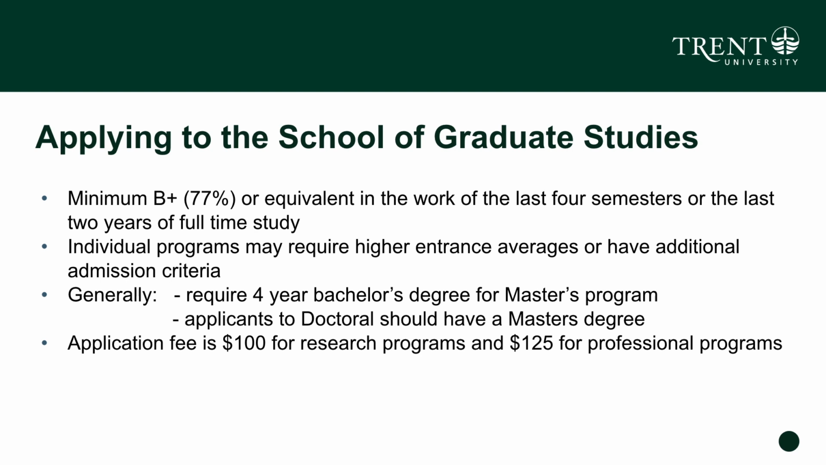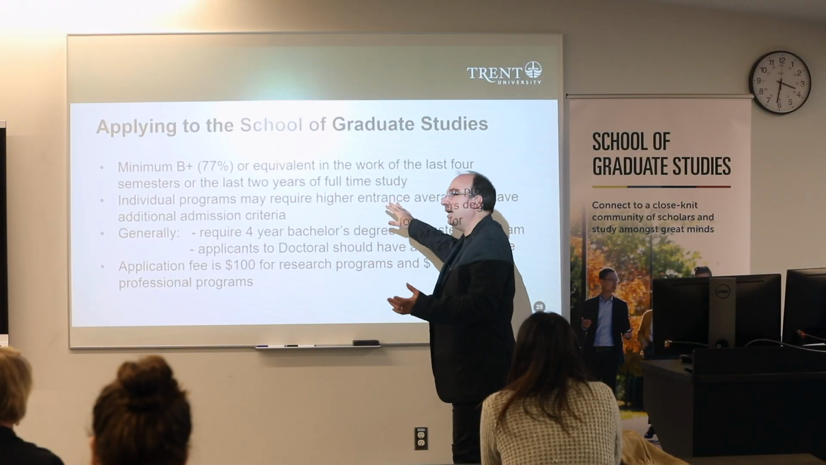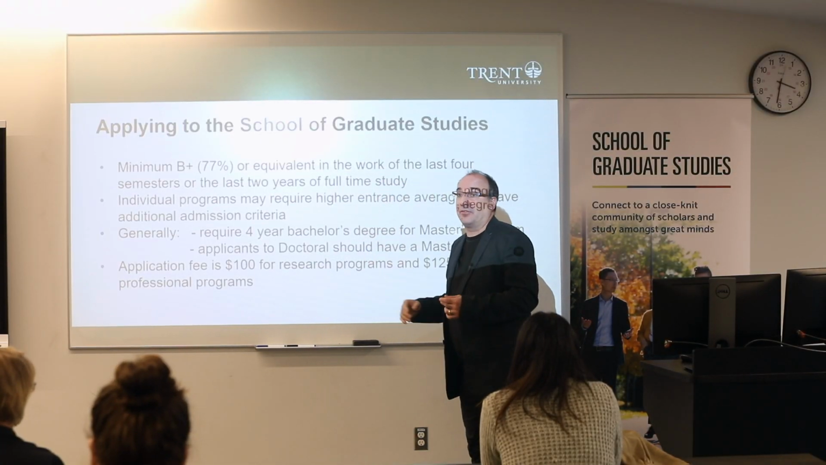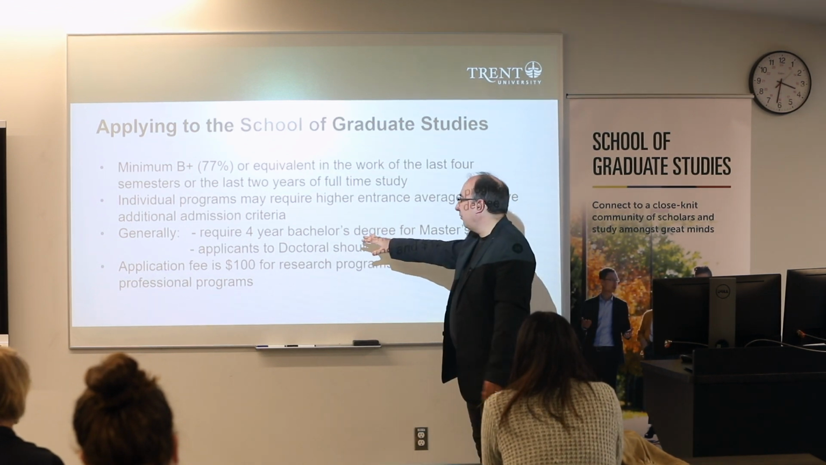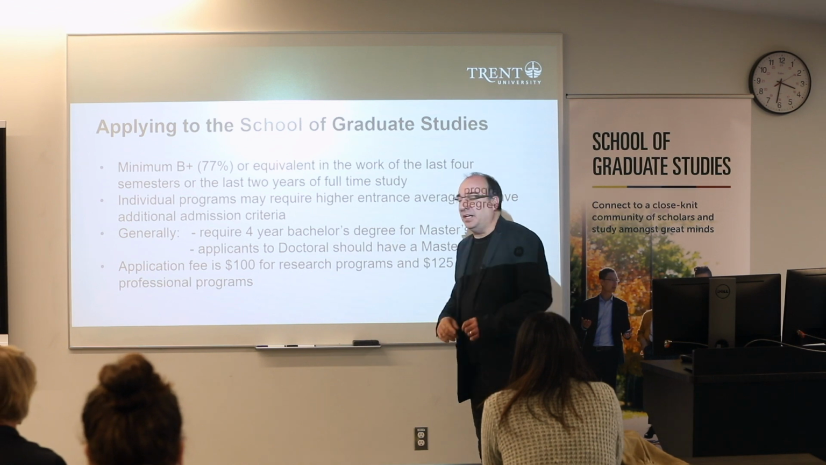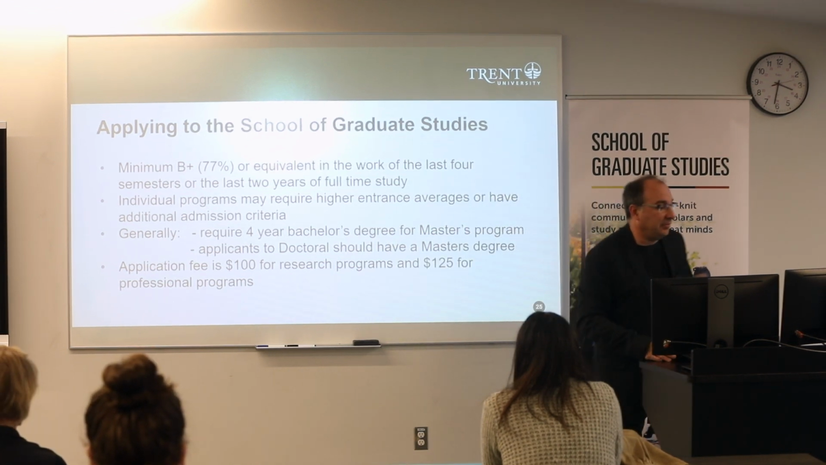If you're applying to most grad schools in Ontario, you'll need somewhere around a B+ average in the last 2 years of your full-time study. For most of you pursuing a traditional undergraduate degree, that means your 3rd and 4th year marks, you need to have a 77% average. Some programs may have higher entrance averages. For us, you can see that information in the view book. We do require a 4-year bachelor's degree, and if you're deciding to pursue a PhD, you need to have a master's degree.